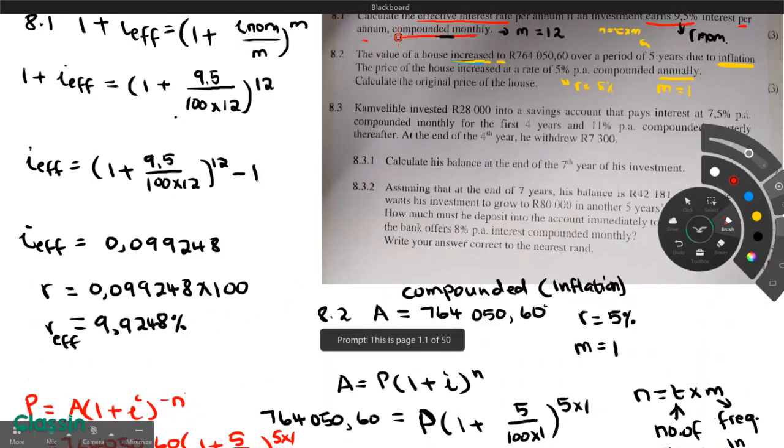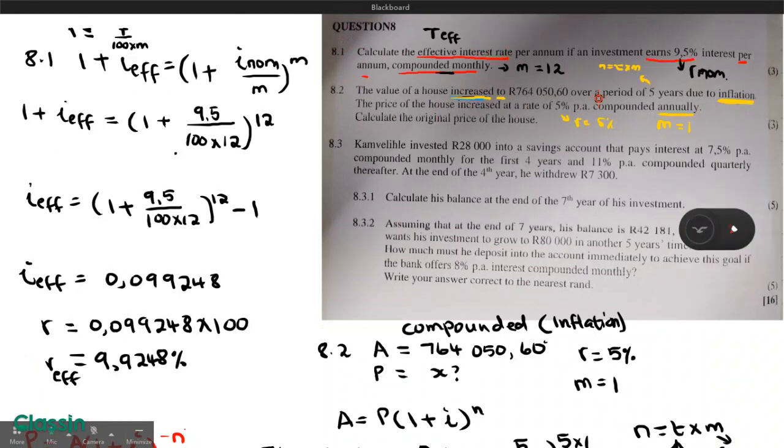Now, we are done with question 8.1 and 8.2. Now let's read 8.3 before we tackle it. Kamvelihle invested 28,000 into a savings account that pays interest at 7.5% per annum compounded monthly for the first 4 years and 11% per annum compounded quarterly thereafter. At the end of the 4th year, he withdrew 7,300. Calculate his balance at the end of the 7th year of his investment.